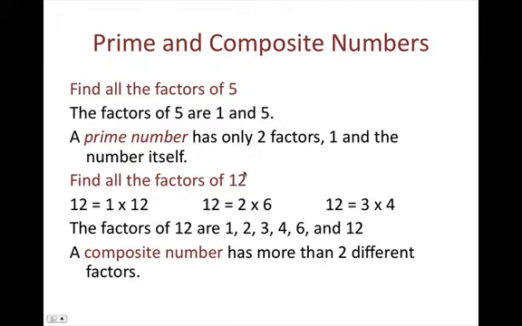Let's find all the factors of 12. We've done that a few times. So we know the factors of 12 are 1, 2, 3, 4, 6, and 12. A composite number has more than 2 different factors. And in this case, there are 6 different factors of 12. It's a composite number. It's composed of more than 2 numbers.